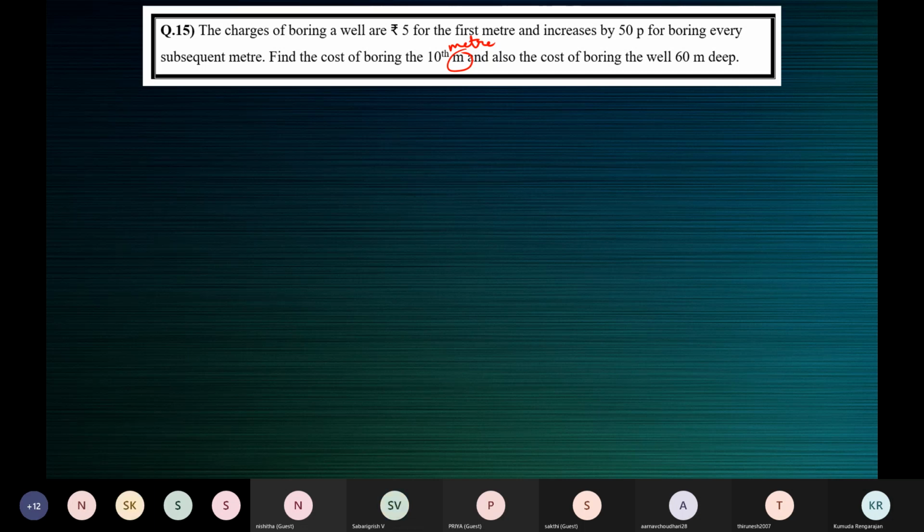Ma'am, the cost of boring the 10th meter is 9.5 rupees, ma'am. And the cost of boring till 60 meters is rupees 1,087. Okay. Sabarigirish, very good.